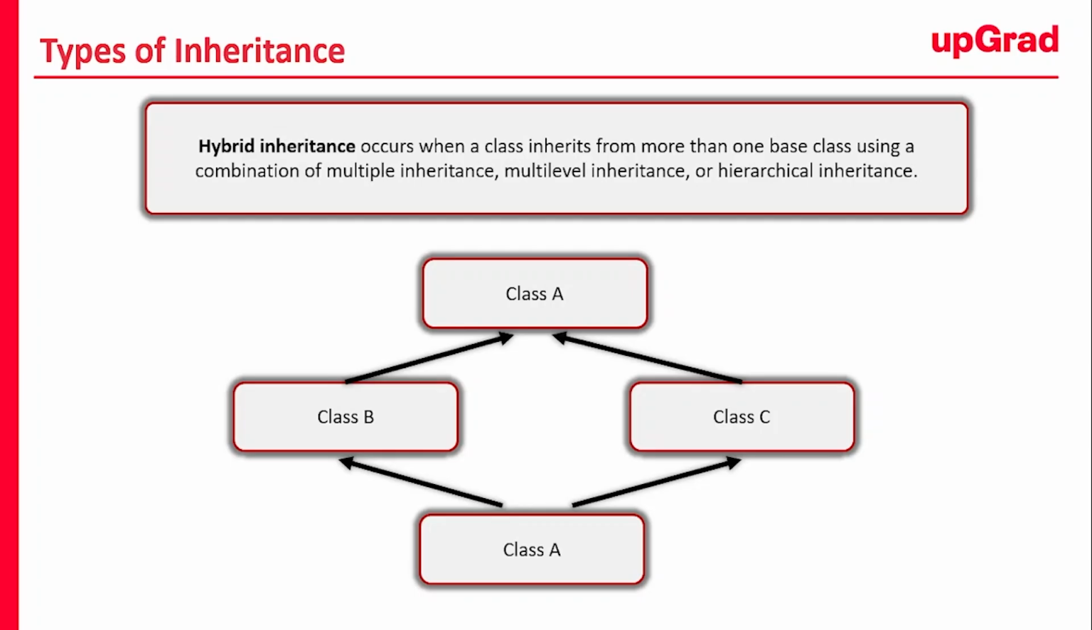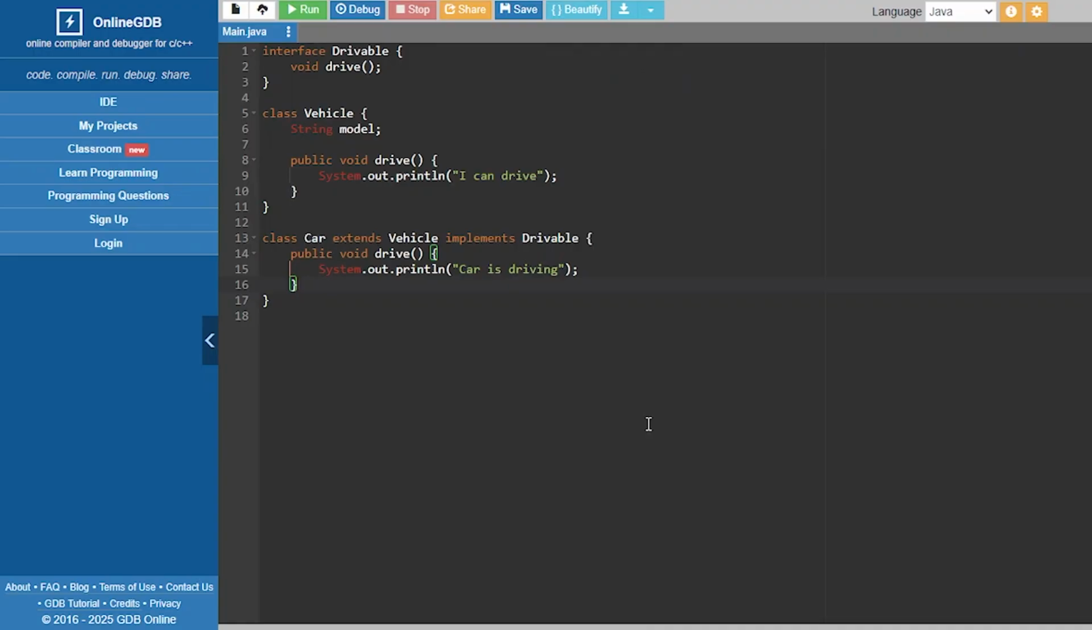So let's understand this one with the help of a fine example. All right, so as you can see on the screen, this is a fine example. So first there is a drivable interface, then class vehicle is there, and then this car class extends the vehicle and implements the drivable. So here basically the car inherits from vehicle and implements the drivable. This can be considered a hybrid form of inheritance as it combines interfaces and inheritance, that is class and interface.